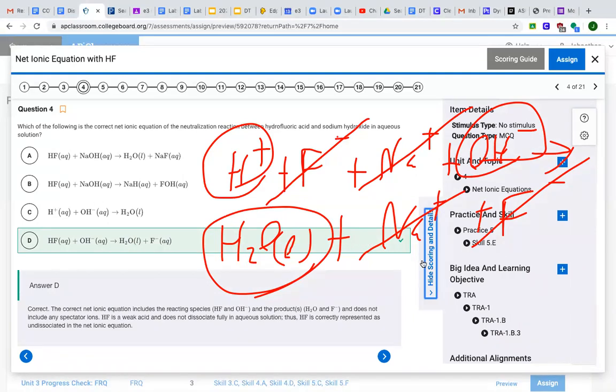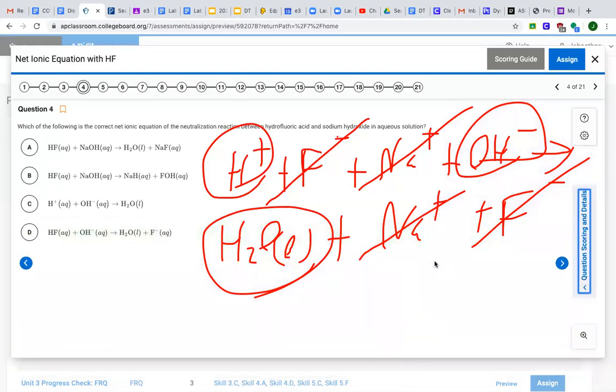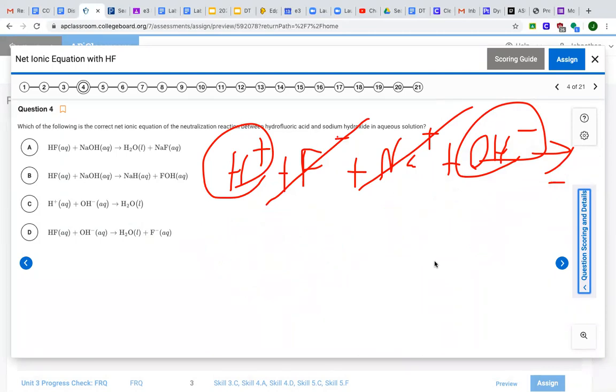So Antonio, why did you pick that one, and how did you get that one instead of the one that we got, C? Take us through your thought process. Well, I thought HF wasn't going to fully dissociate. You're right, HF plus F, because HF is a weak acid. You're absolutely right. Good job, Antonio. You've got to really pay attention to the details here.